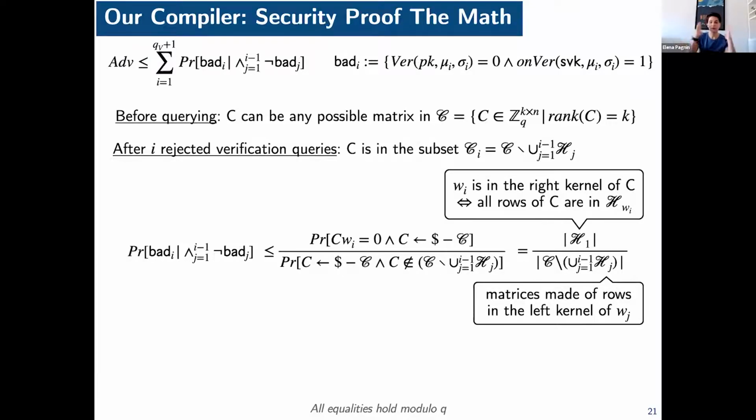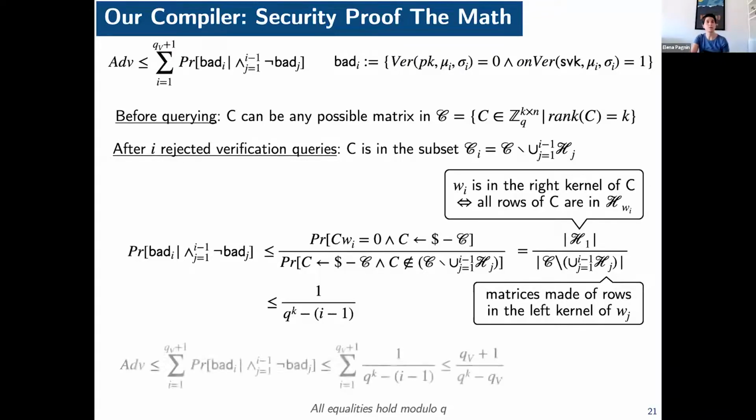And the size of this hyperplane is, of course, the number of points I have in a hyperplane of the correct dimension. And after I queries, I must have learned that not all the initial set of possible matrix Cs are possible, but this is reduced because the rows of C cannot all be taken by the hyperplanes Hj that I queried before. And just by a simple counting argument, it turns out that fraction, that ratio, can be upper bounded by 1 over q to the k minus 1 minus I. And once we plug this into the summation, we get to the formula that we gave before.